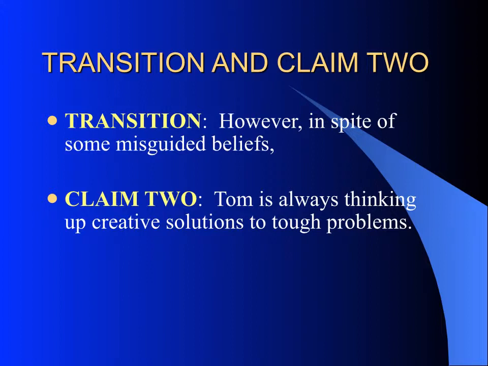Remember that in the second part of your topic sentence you mentioned that he is resourceful. So we have a transition. However, in spite of some misguided beliefs, and that's a contrast to the fact that he was naive, you're claiming that Tom is always thinking up creative solutions to tough problems. So you have transition and claim two.